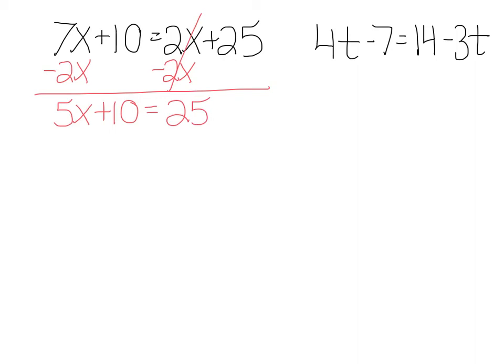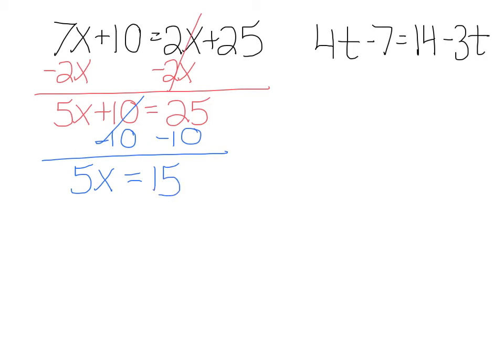Now we have a two-step equation. I want to get rid of the 10, so I'm going to subtract 10, and what I do on one side, I do on the other. This is going to cancel out, and we're left with 5x, and 25 minus 10 is 15. Finally, I want to get x by itself, and we have multiplication, so I need to divide, and I'm going to divide on both sides. This is going to cancel out, and I'm going to be left with x equals 15 divided by 5, which is 3. Again, we can check our answers by plugging in.